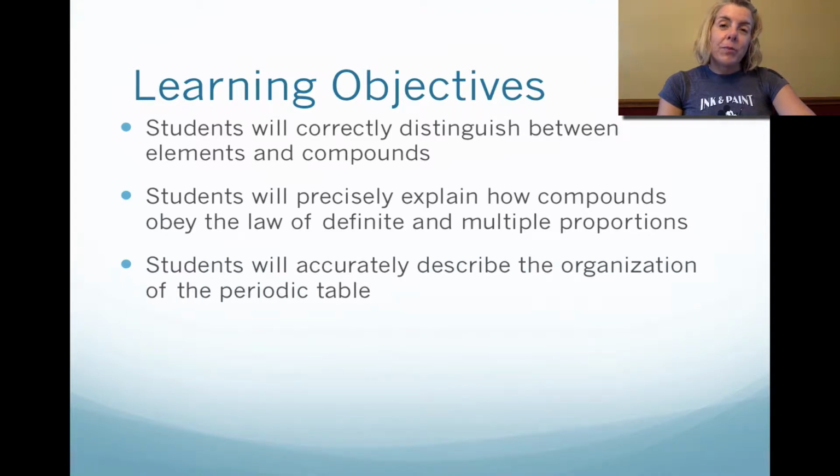This is Chapter 3, Matter, Its Property, and Changes, and this is Part 3 out of the series. As you see here, we have a few objectives that we're working on with this video. First, we're going to be looking at the difference between elements and compounds. Next, we're going to explain how compounds obey two laws. One is definite proportions and the other is multiple proportions. And then lastly, we're going to look at the organization of the periodic table.